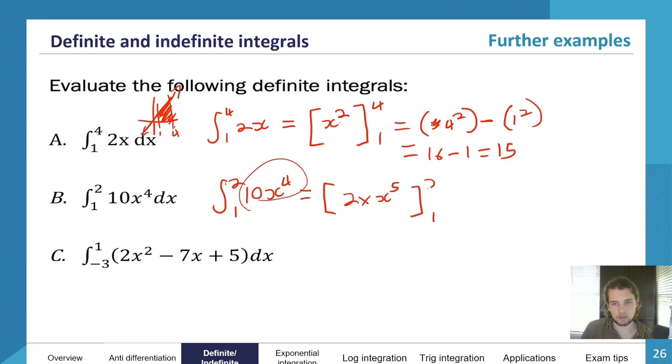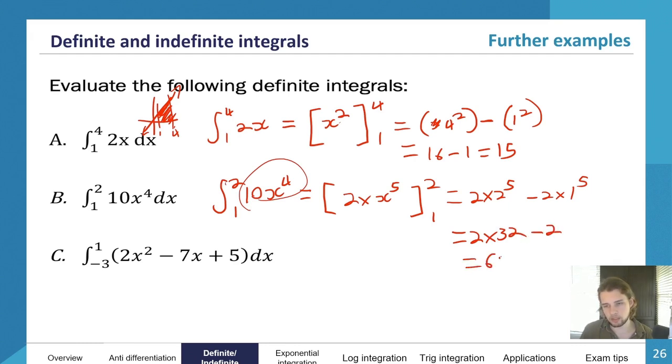Then we have our range, our domain, 1 to 2 is equal to, we have 2 times 2 to the power of 5 minus 2 times 1 to the power of 5. So that's equal to 2 times 32, I believe, minus 2 is equal to 62 all up.